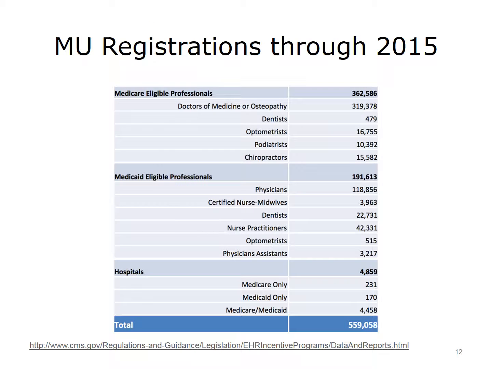In the next few slides, we will look at the number of registrations and payments made through the Meaningful Use program. This data is released monthly by the Centers for Medicare and Medicaid Services, or CMS, and then periodically summarized. What we will look at here is the data through the end of 2015. As we can see, there have been over 362,000 Medicare-eligible professionals registered, 191,000 Medicaid-eligible professionals, and nearly 5,000 eligible hospitals.